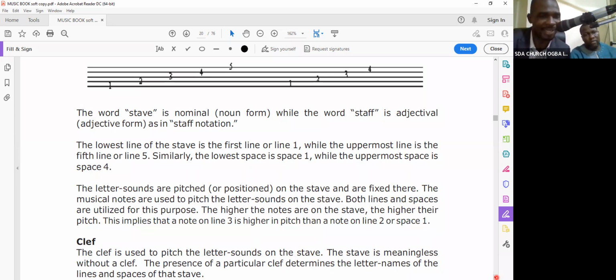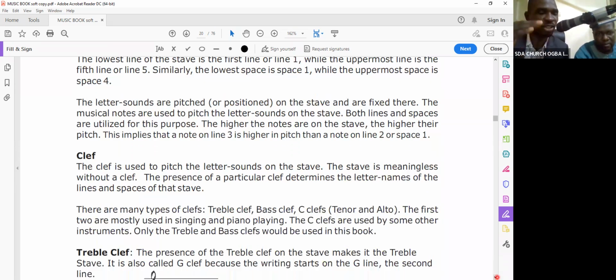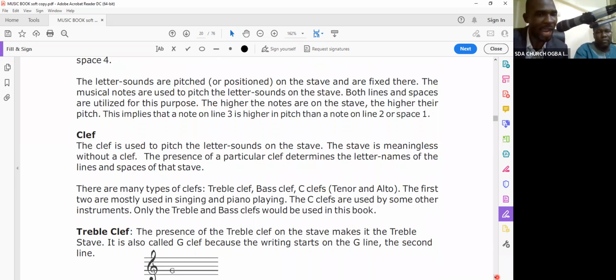So this implies that a note on line 3 is higher in pitch than a note on line 2 or space 1. Since we know that line 3 is higher, that is why the note on line 3 will be higher than the one on line 2 or space 1. So we also have the clef.